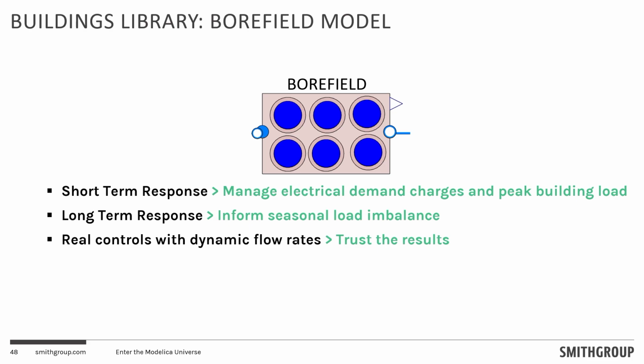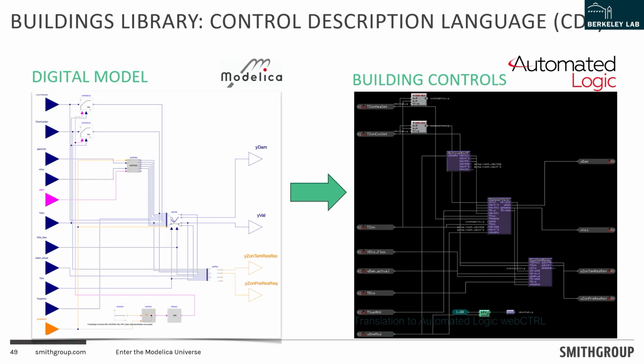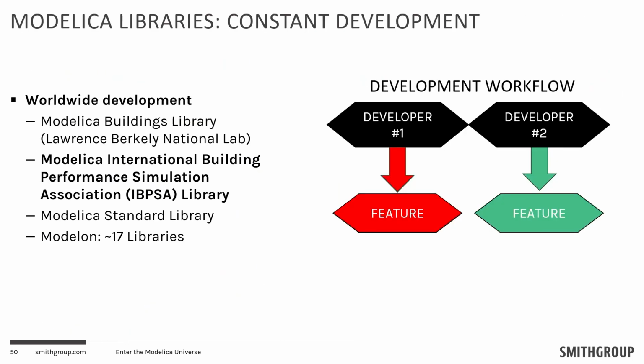A lot of software doesn't let you do short-term and long-term response. Short-term would mean managing electrical demand charges and peak loads. And you can also do long-term seasonal imbalance like you do with traditional sizing software. I mentioned digital control delivery and managing risk and controls. There is work being done now to take this model and deploy it directly to a building automation system. So if you're a building owner and you want to de-risk your complex plant design, you could bypass all the commissioning and controls vendors and directly deploy it to your BAS. Really powerful stuff.